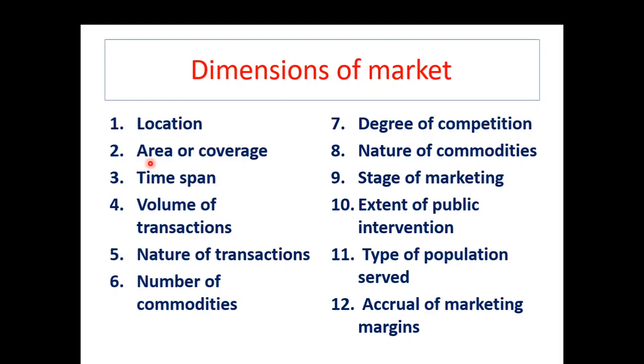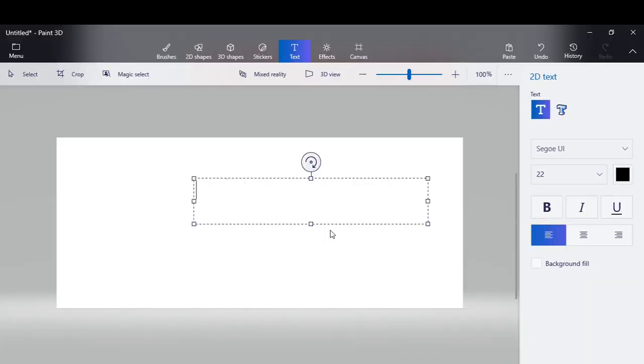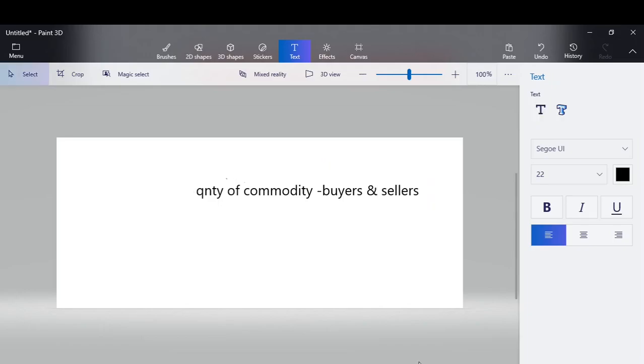Then the time span, the time for which the market is working. Then the volume of transaction, the quantity of commodities which are interacted between the buyers and sellers. How much volume of transactions means the quantity of commodities exchanged between buyers and sellers, right? Okay.